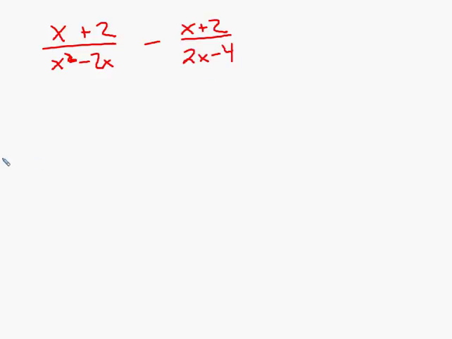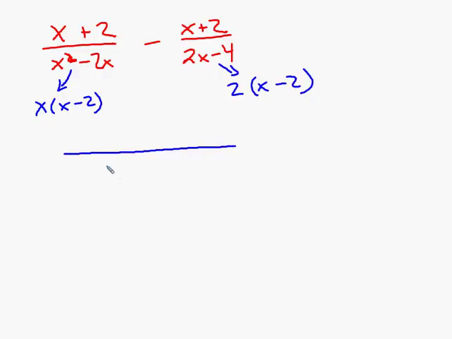All right, walk me through it. What should we do? Factor. How do I factor this one? You take out minus 1. Yep. And the other one? Take out a 2. Okay, so what's my least common denominator?